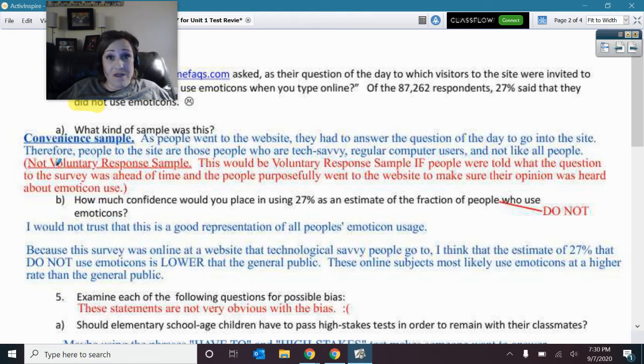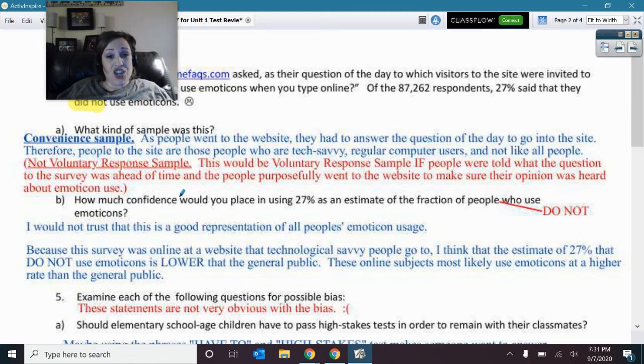Now, it is not voluntary response, and here's why. Voluntary response means people said in their brain, "Hey, I feel strongly about that topic. I want to make sure everybody knows that I'm using emoticons or whatever. So I want to go to that site so I can voice my opinion about that topic." That is not what's happening here. They just happen to be going to that site and happen to answer that question. If people go to that site with the purpose of voicing their opinion on a topic they are choosing to take action on, that's voluntary response.